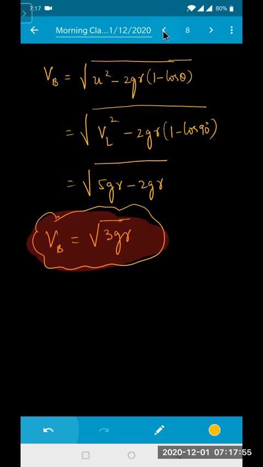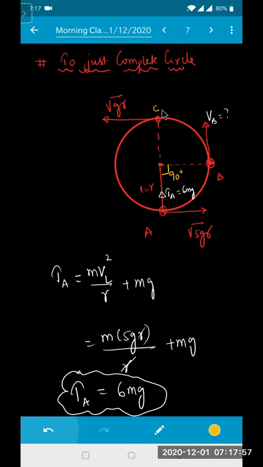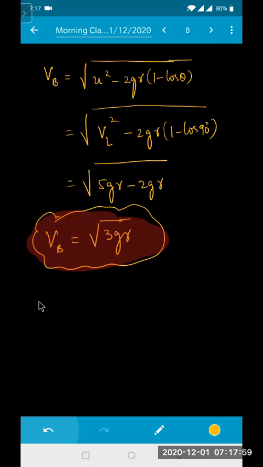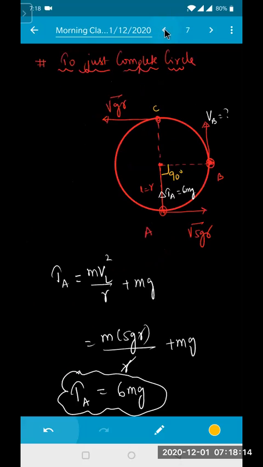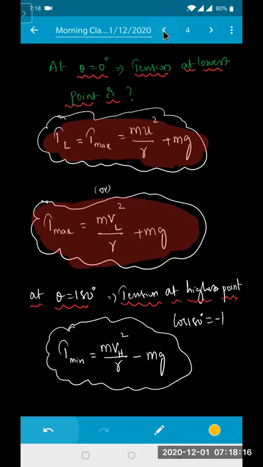At point C. Say for example, this one is C. So at point C, what is the velocity? Velocity at highest position is how much? Under root of g into your r. So tension will become how much for me? Tension will be equal to how much? At highest position, what is the tension? See, tension is nothing but how much for me? The tension at highest point is how much for me?